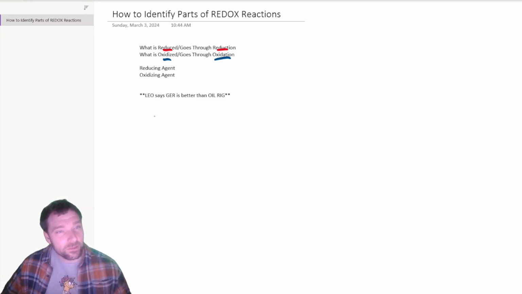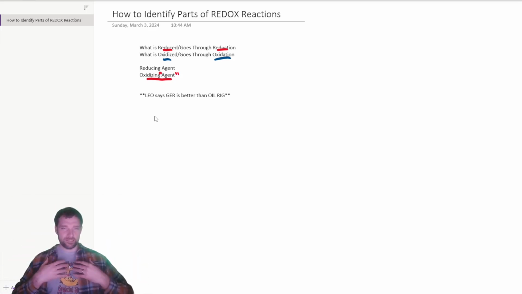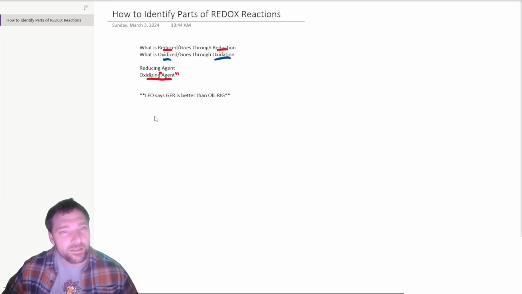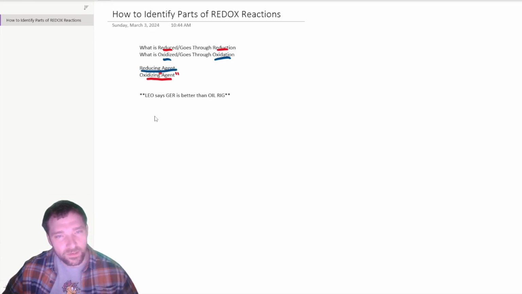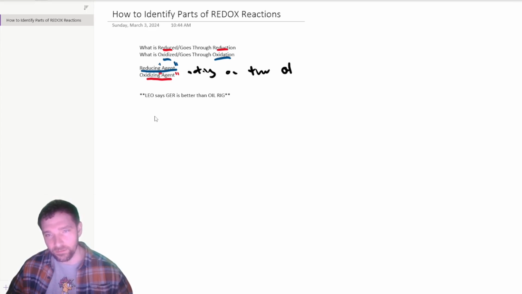The first thing that I want to clarify, and we'll do this with an example soon, is that when something goes through reduction, it is an oxidizing agent because it is doing that oxidation to the other thing. So if something itself is oxidized, it's a reducing agent, and vice versa. The word agent means that it's doing something to another, or acting on the other chemical.